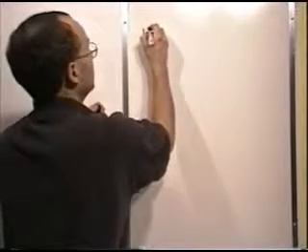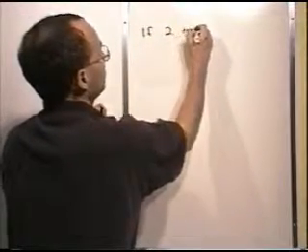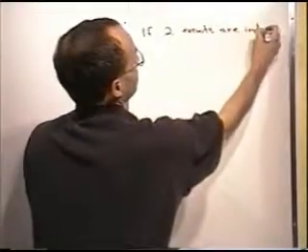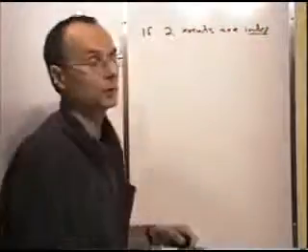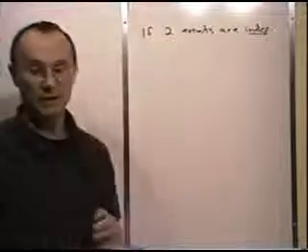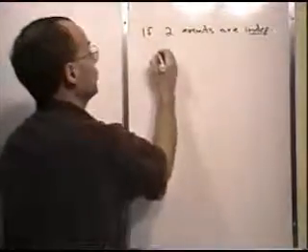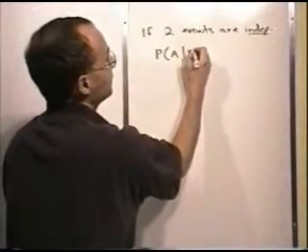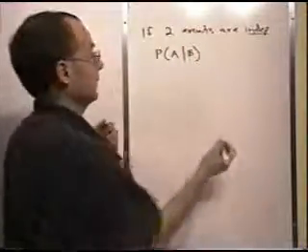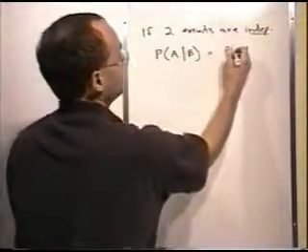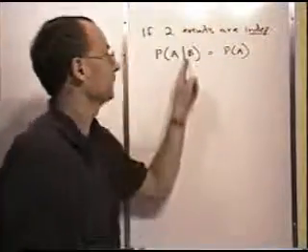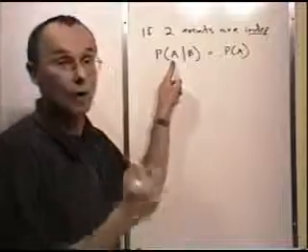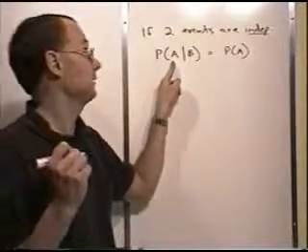If two events are independent, okay, we're going to do a little bit of an algebraic manipulation here. If they're independent, what do we know? Well, we know that the probability of A, given that B has occurred, is still going to be just the probability of A. The fact B has occurred doesn't change the probability of A at all because they're independent.